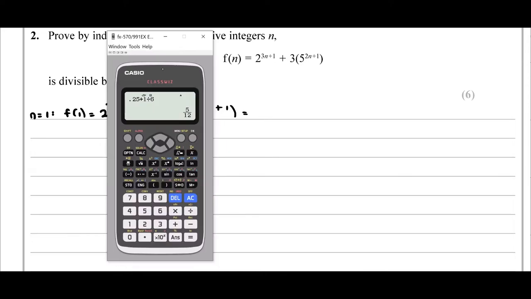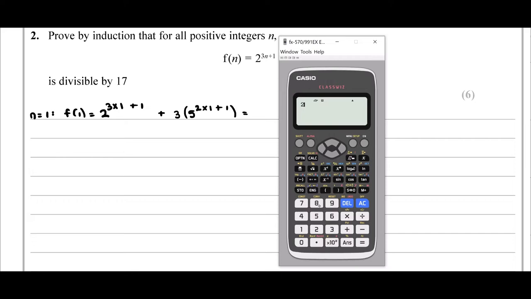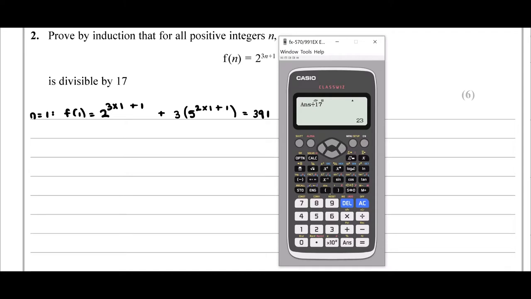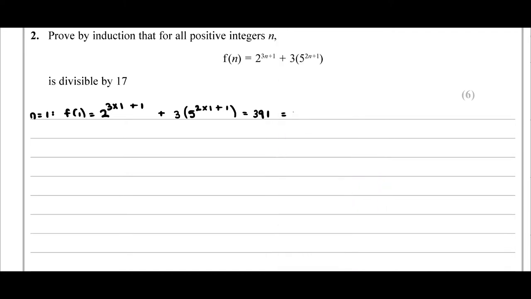So if we work this out, we have 2 to the power of 3 times by 1 plus 1 plus 3 lots of 5 to the power of 2 times by 1 plus 1. You'd see we end up with the result of 391. And 391, if we divide this by 17, that's 23. So 391, that's the same as 23 times by 17. And therefore, we can conclude over here that the statement is true for n equals 1. Okay.